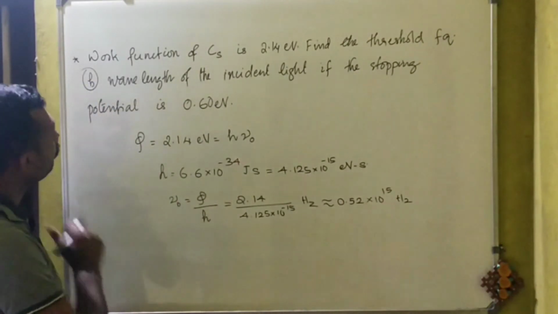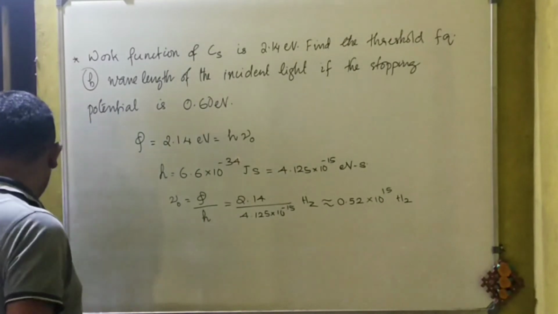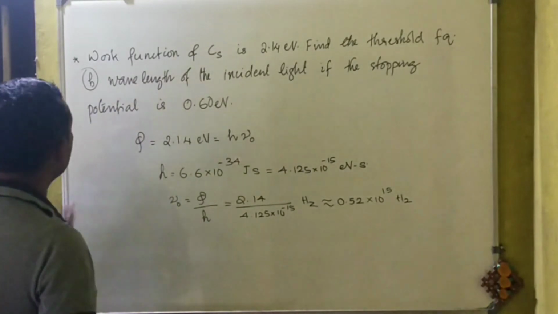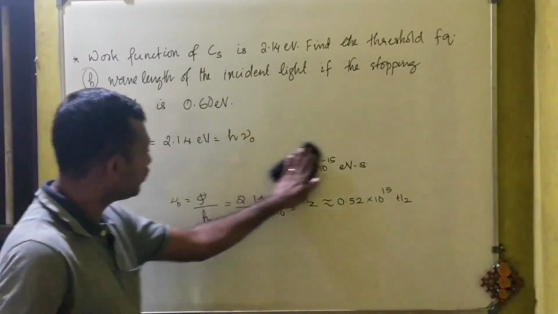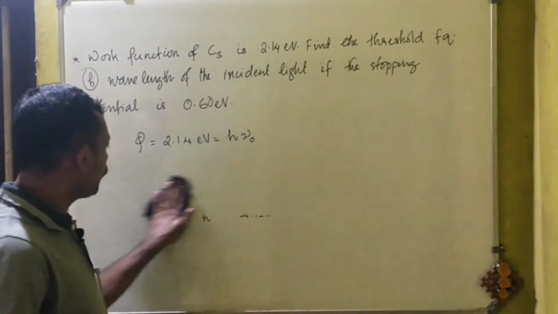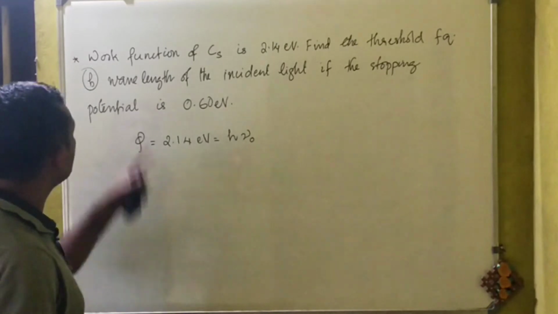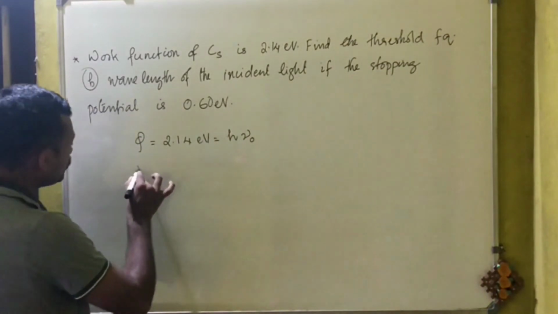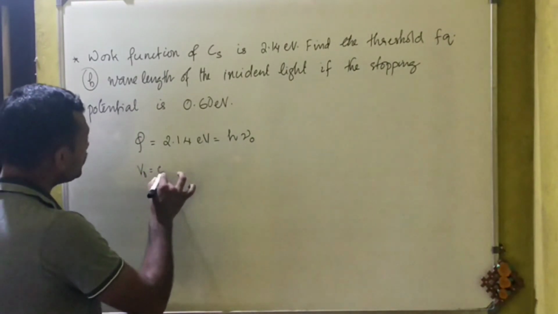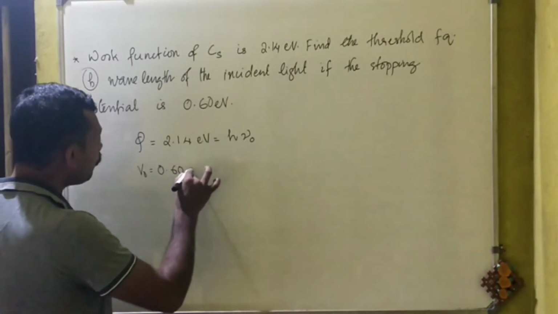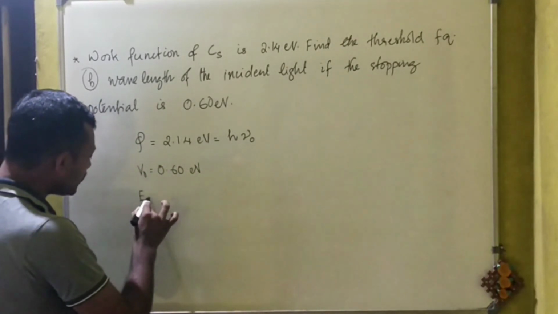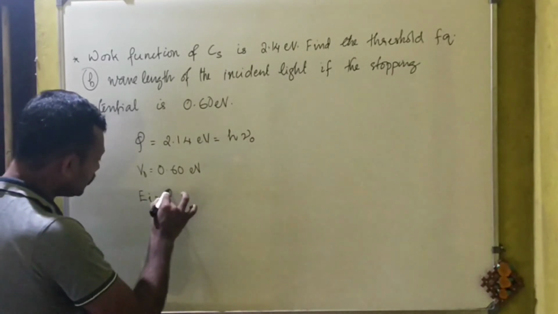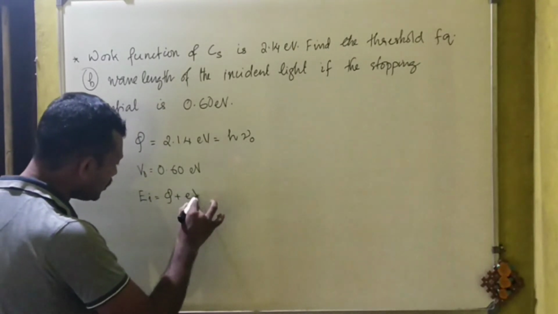Yes. What is now the second part of the problem? We are asked to find out the wavelength of the incident light. Okay, so let me wipe off this part of the board. So work function is given. Stopping potential is given as 0.60 electron volt.